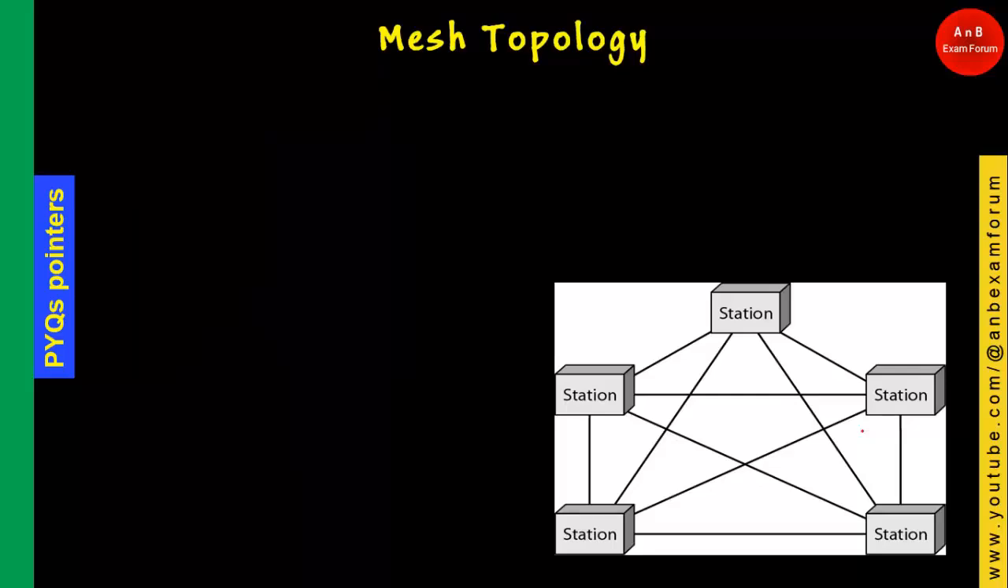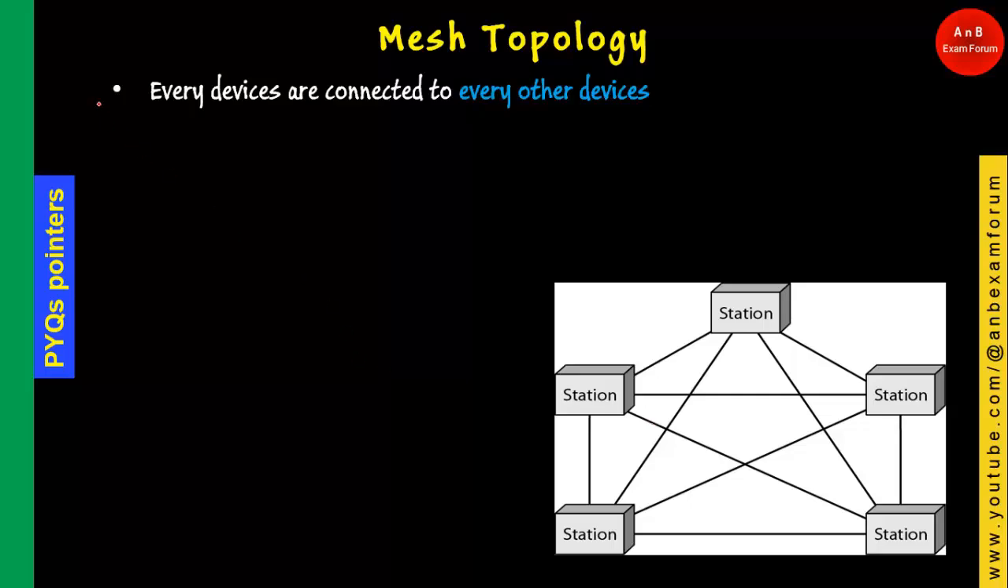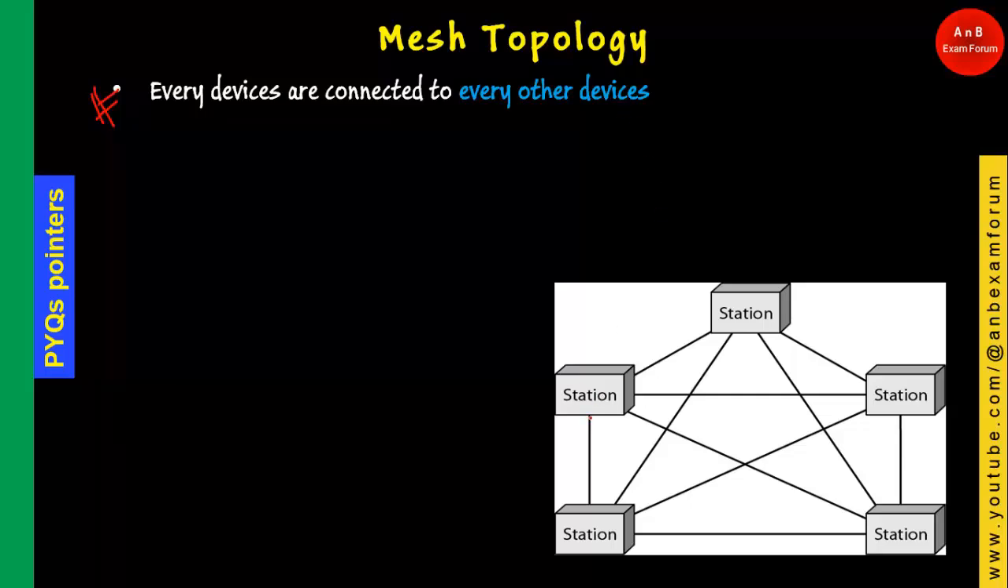Okay, so in the figure you can see these are the stations, or you can say the computers or nodes or devices. They are making a network, and they are connected to one another. So what is the characteristic of this mesh topology? From the figure itself you can say that every device is connected to every other device. For example, let's see this station. This station is connected to each and every station in the network. So it is connected to this station, this station, this station, and this station.